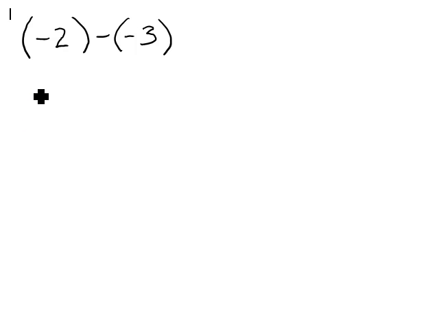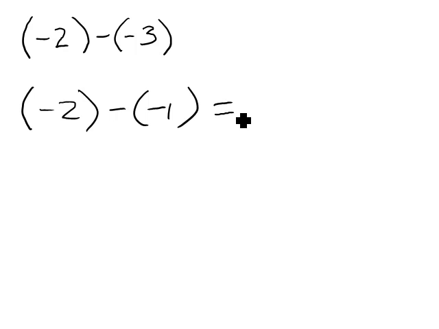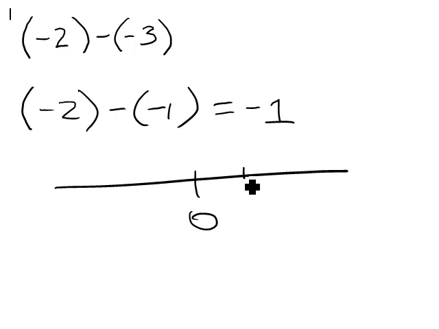Okay, let's say you're given a problem like this and it doesn't make any sense to you. Negative 2 minus negative 3. We'll solve a problem that does make sense. How about negative 2 minus negative 1? This one makes a bit more sense. You've got 2 negative tiles, take away 1 negative tile. You know the answer is going to be negative 1. Let's show that on a number line, and we can probably see a pattern that's going to be useful for us.